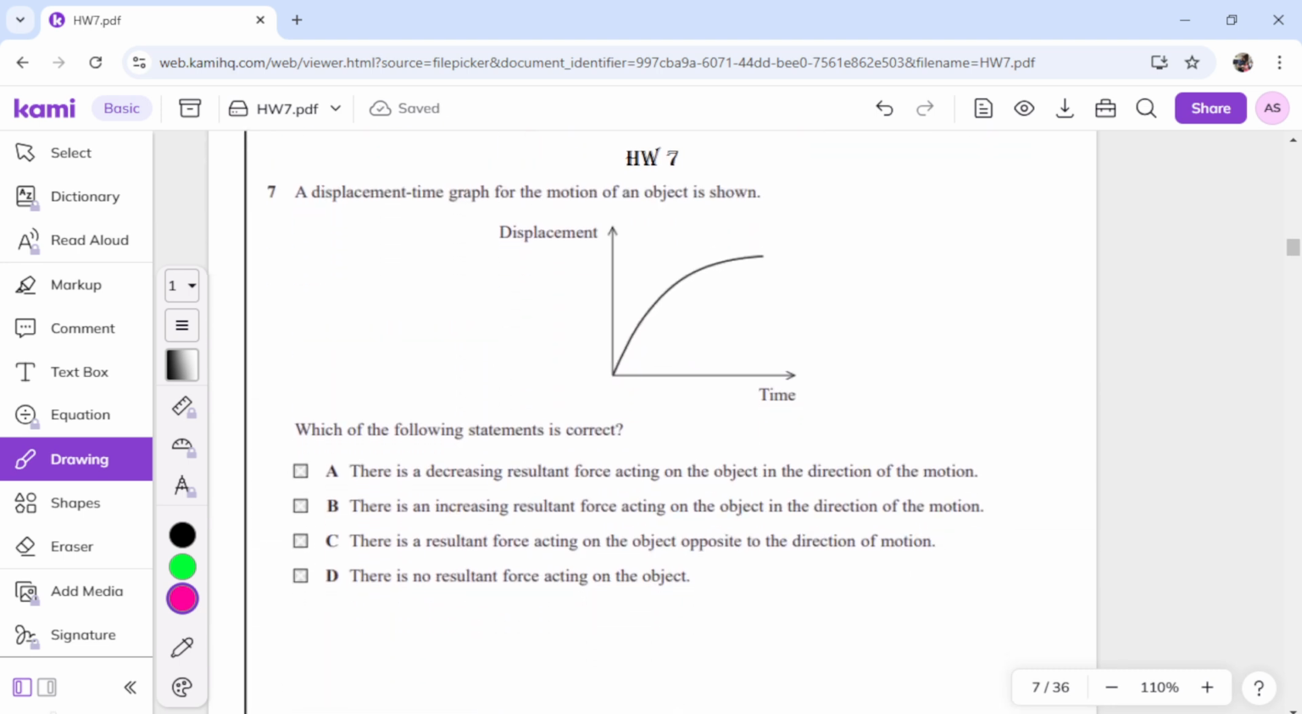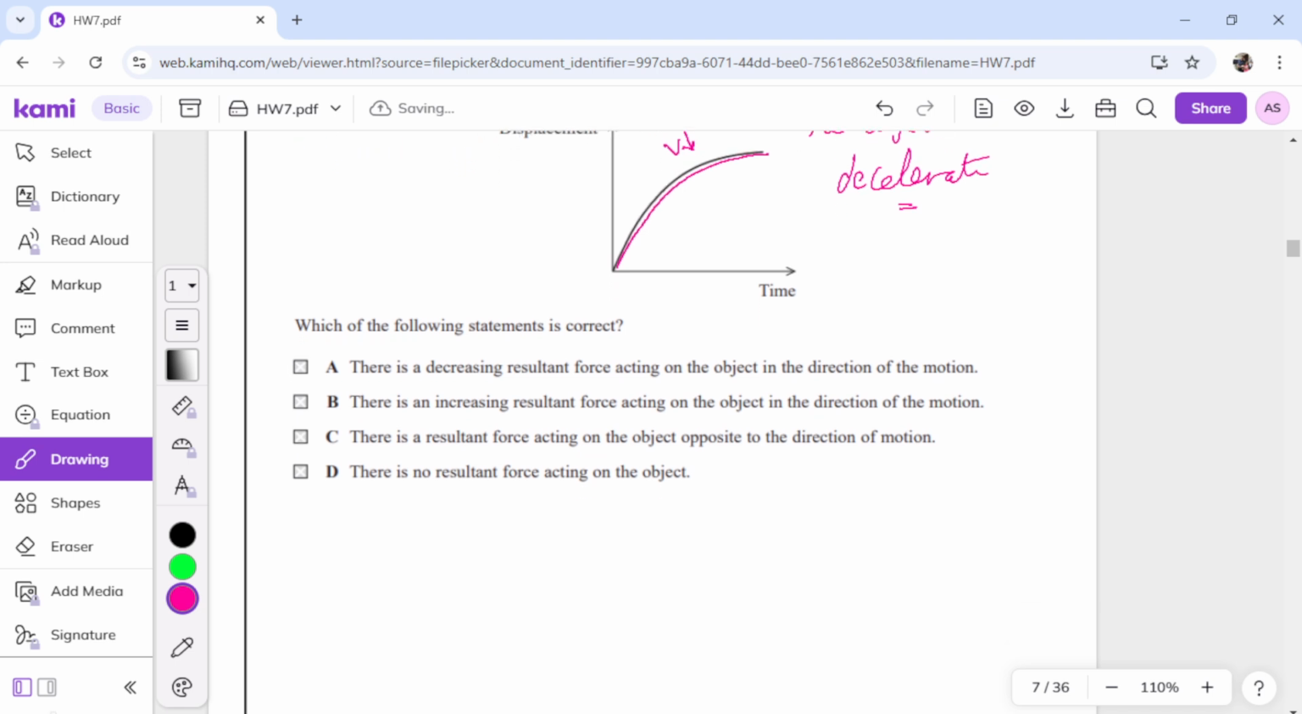A displacement time graph for the motion of an object is shown. Which of the following statements is correct? Now, if we want to describe this motion, this displacement time graph, we will say the object decelerates, because as you see, velocity is the gradient of the line, and because the gradient of the line decreases, it means what? It means speed or velocity decreases, so the object decelerates.